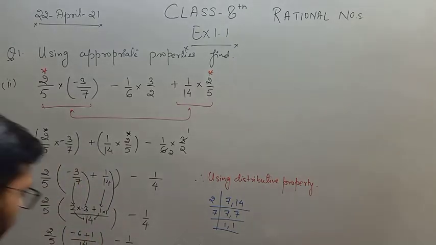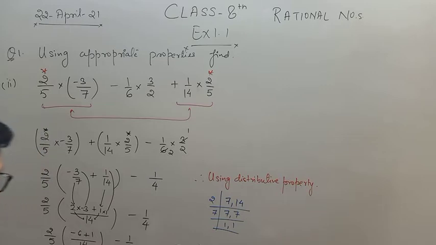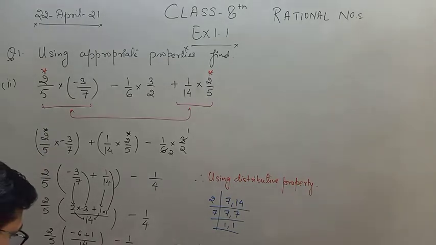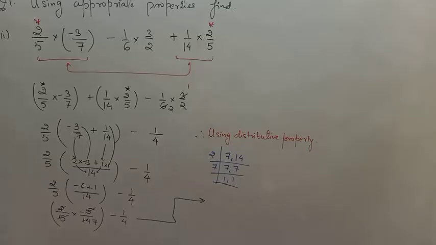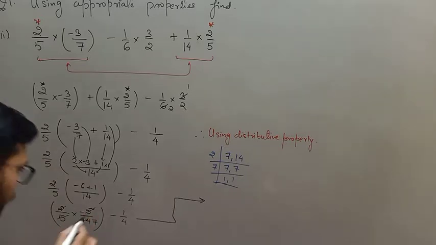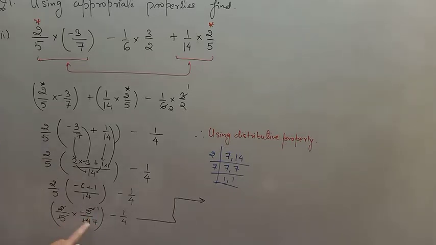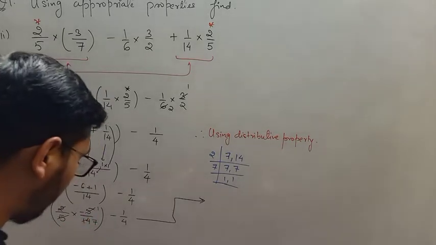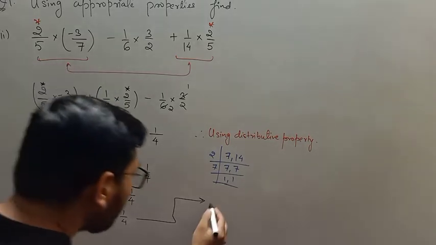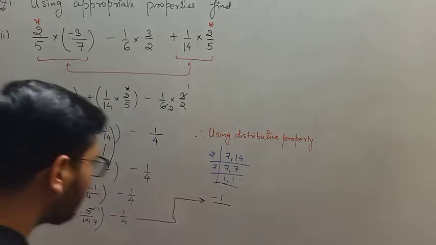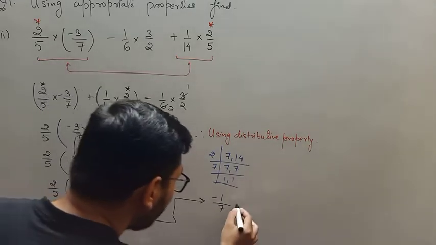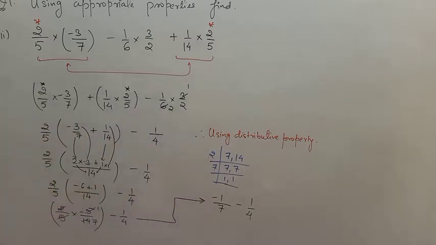Now I'm solving the further step here. So 5 1s are 5, 2 7s are 14. Any doubt in this? So 5 1s are 5 and 2 7s are 14. So what I'll get now is minus 1 divided by 7 minus 1 upon 4. Any doubt till this step?